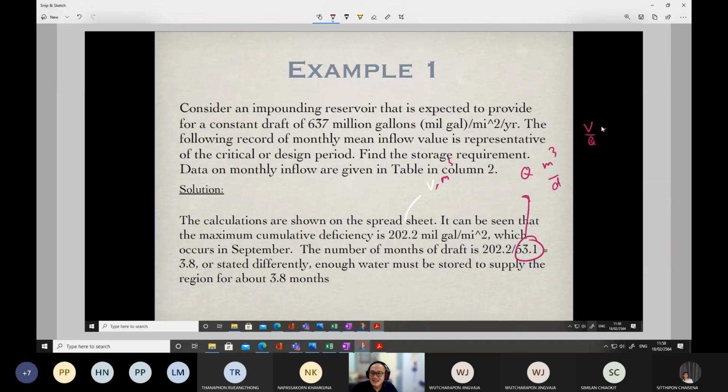The volume V, the unit is cubic meter. The flow rate Q, the unit is cubic meters per day. So finally, you will get per day, right? So finally, you will get the units in terms of day. So that V divided by Q, we can say that this is the detention time or retention time.